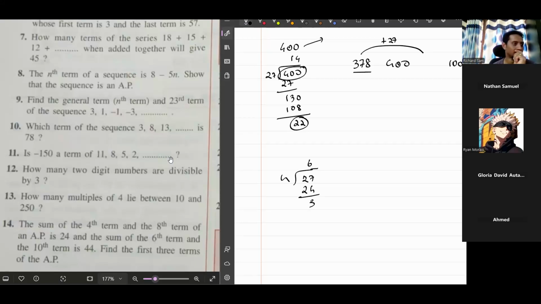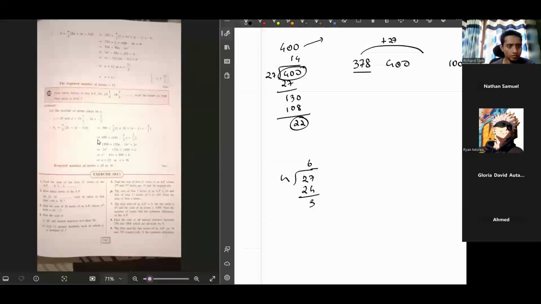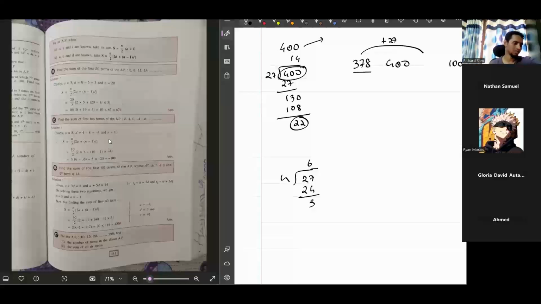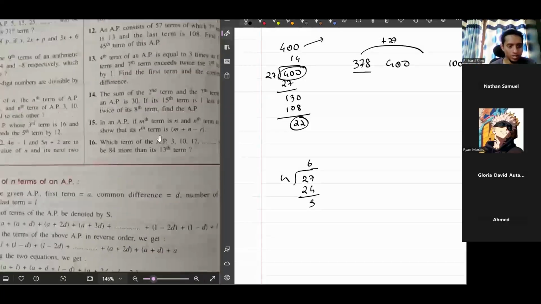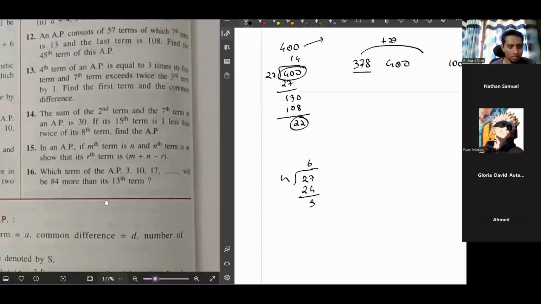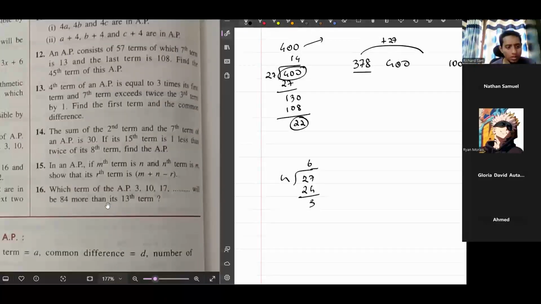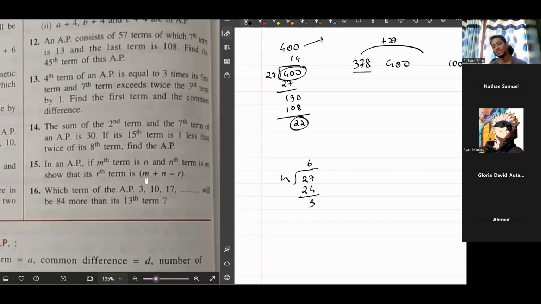And that question 10b, question 16. No, in your book it's 15. Like this M and N, that's very confusing. If it comes, then you have to break your head or leave it. So in an AP, if mth term is n and the nth term is m, show that the rth term is m plus n minus r. We have done this before and we somehow figured it out. I don't remember now. So mostly you won't get questions like this with variables in it. You'll have numbers.